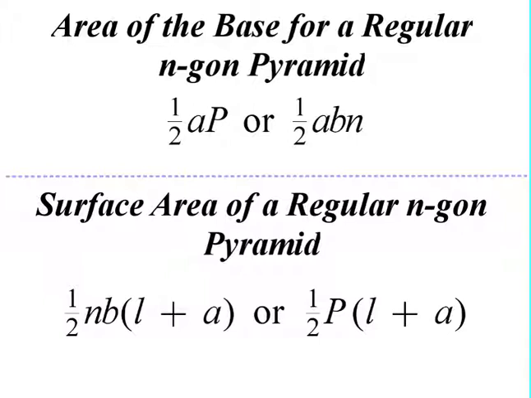The area of the base for a regular n-gon pyramid, okay, is 1/2 A times P, or 1/2 A times B times N. What does A stand for? The apothem. What does P stand for? Perimeter. Okay.